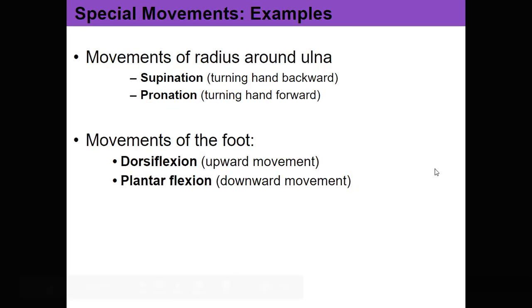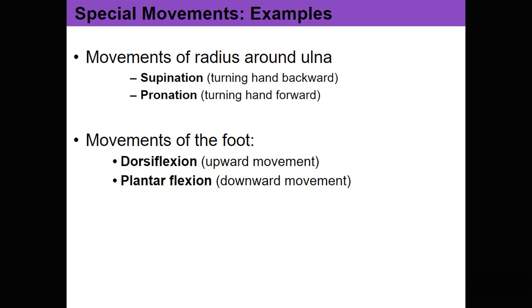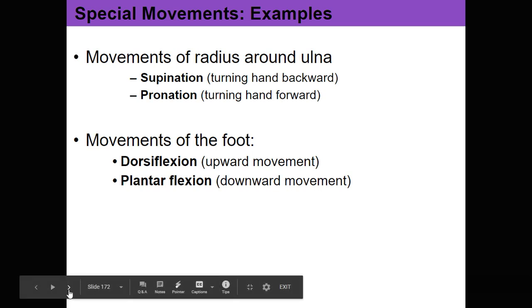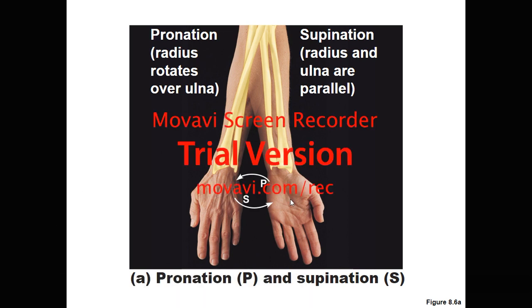Okay, so supination is essentially when your palms are facing upward. So if you have your hand and your palms are facing upward, that's supination. When you turn your hand where your palms are facing downward, that's going to be pronation. And I believe there is a figure of it right here. Okay, so again, supination, palms are facing upward. Pronation, palms are facing downward.